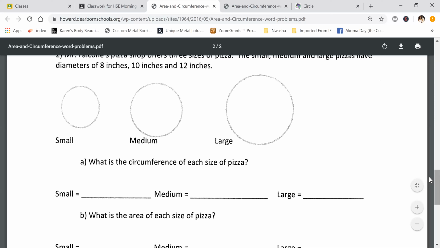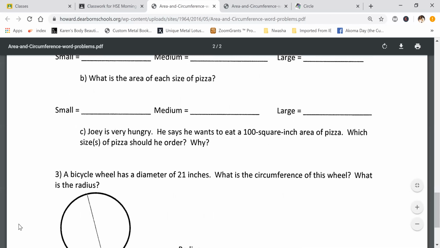So we'll go over those 4 answers officially for medium circumference and area, large circumference and area, and then this last question about the bicycle wheel. We'll go over those in the morning, tomorrow.